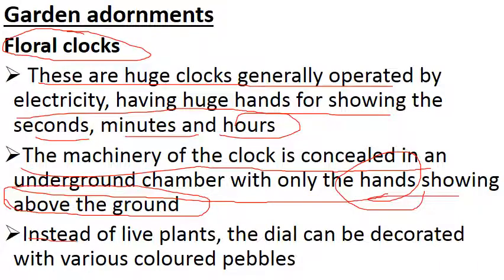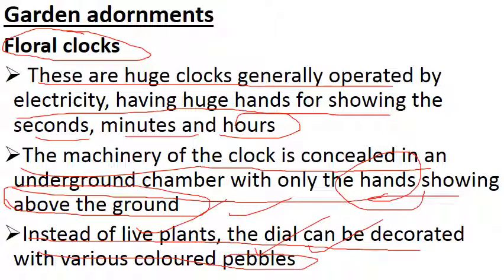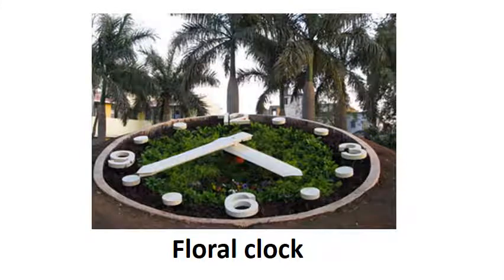Instead of live plants, the dial can be decorated with various colored pebbles. You can go for live plants, you can go for flowers, you can go for pebbles. You can use anything to increase the adornment. Here, this is the picture of a floral clock. You can see numbers are there. This is an Indian floral clock.